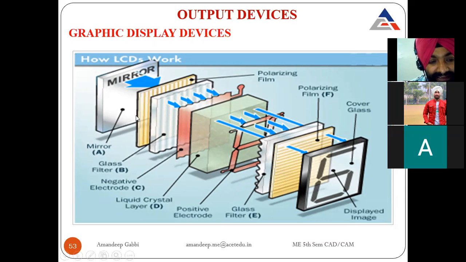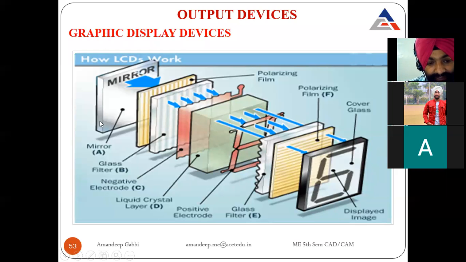Then after that, there is a glass. This is the glass filter and the polarizing film. Polarizing is just filtering the image. Then the glass filter is there. Again, it is a filter to filter the image. Then the negative electrode. Then the liquid crystal. This is the liquid crystal that has an electric field applied to produce an image, right? Then the positive electrode is there. Then glass filters, again there is a glass filter. And finally, the image is displayed on the cover glass. You can see the image on this cover glass.